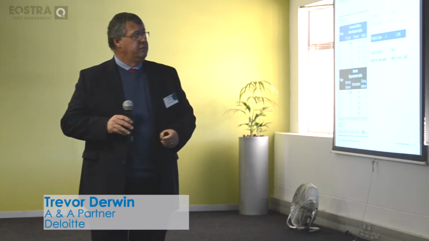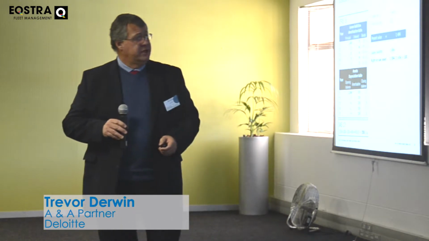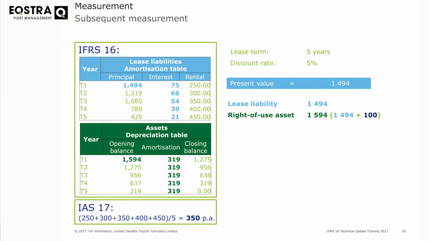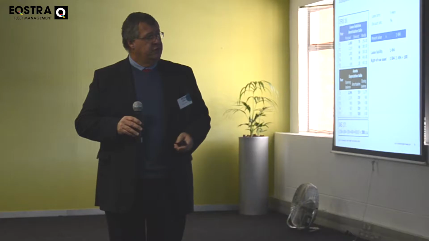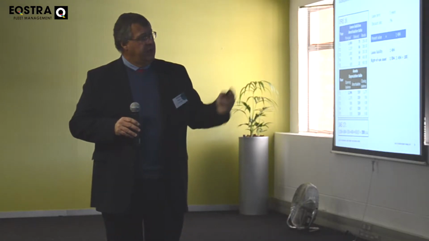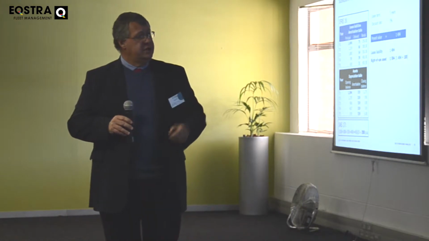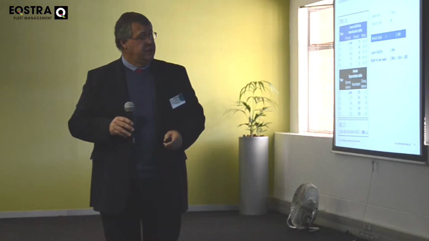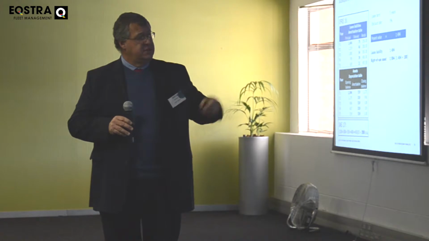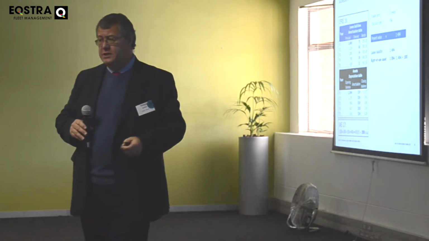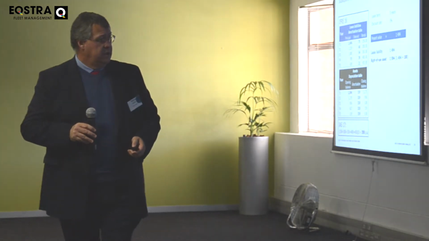Subsequent measurement. So clearly what you'd have to do is put this into an amortization table, 5% and down to 0 at the end of T5, so 450 at the start. And you would work out what your interest is, and that's clearly the interest payments that you get. And clearly on the asset you depreciate on a straight line basis, so that's the 319.